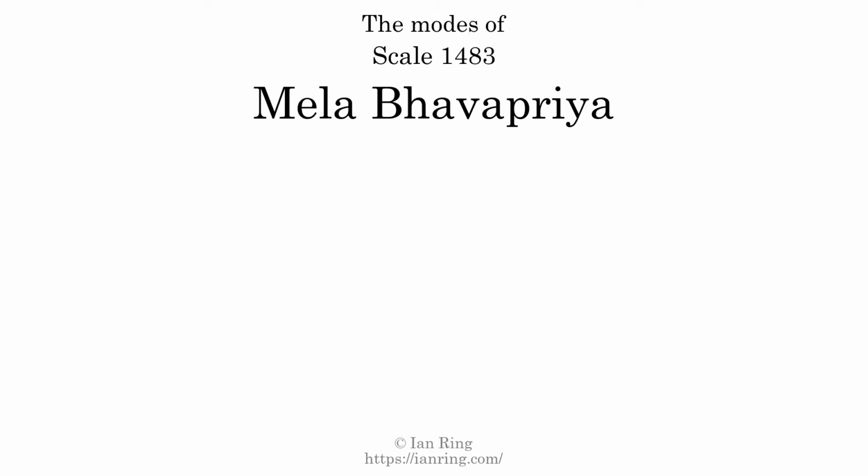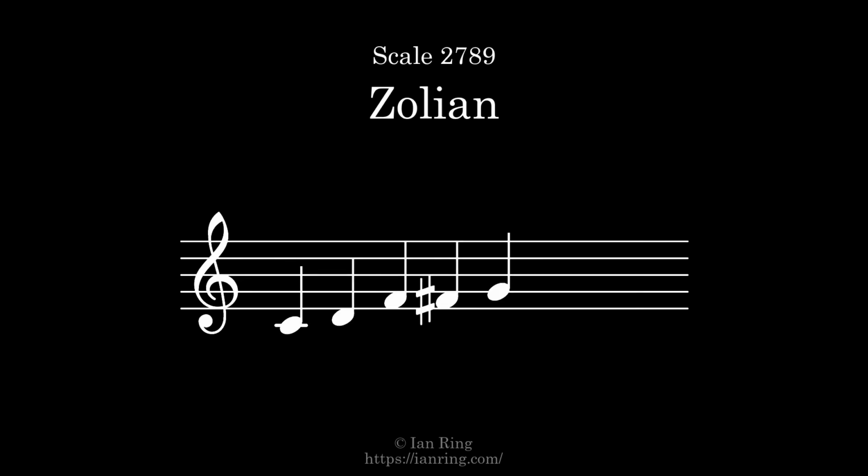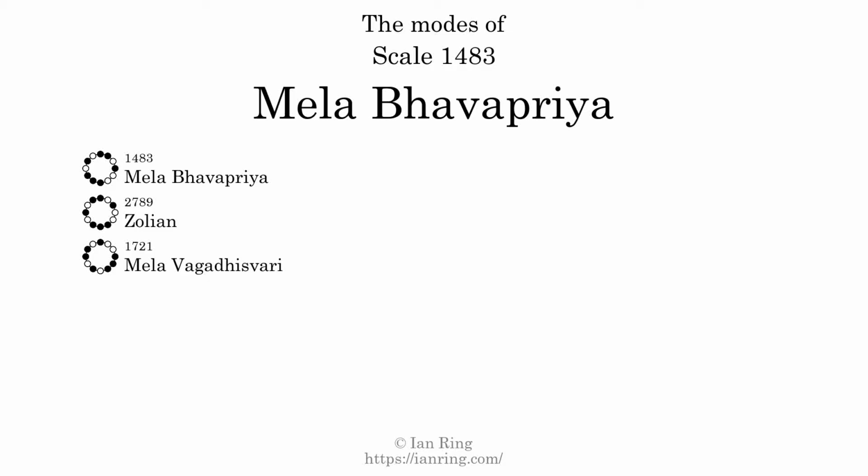This scale has 7 modes. The first mode is itself. The second mode is scale 2789, also known as Zolian. It sounds like this. The third mode is scale 1721, also known as Mela Bhavapriya. It sounds like this.